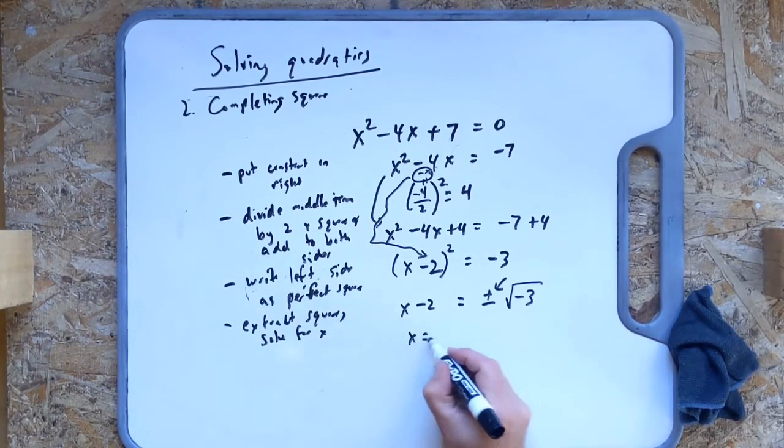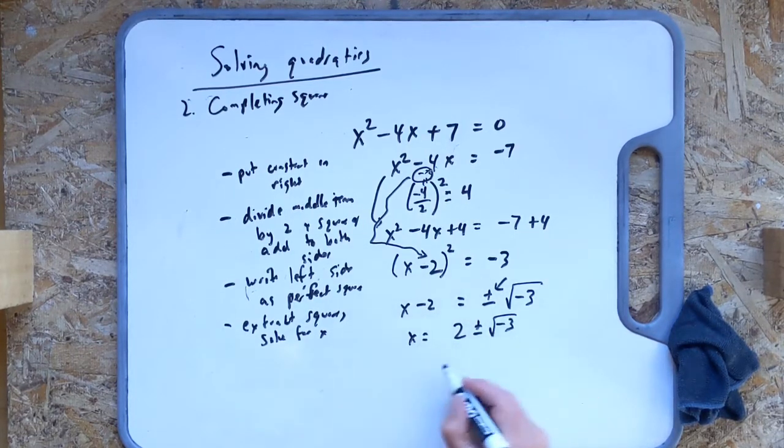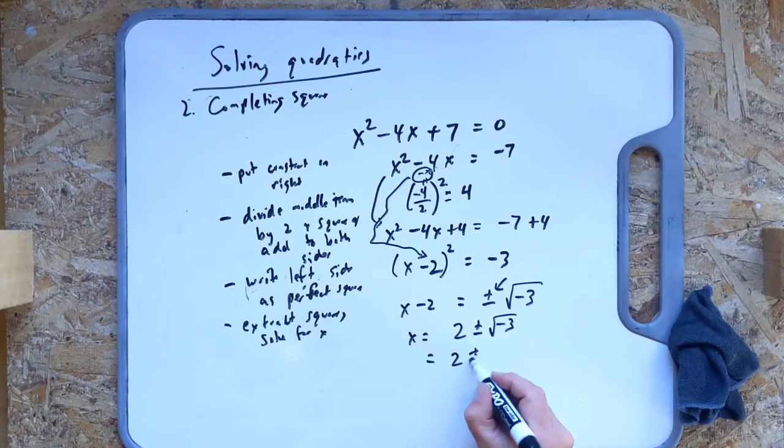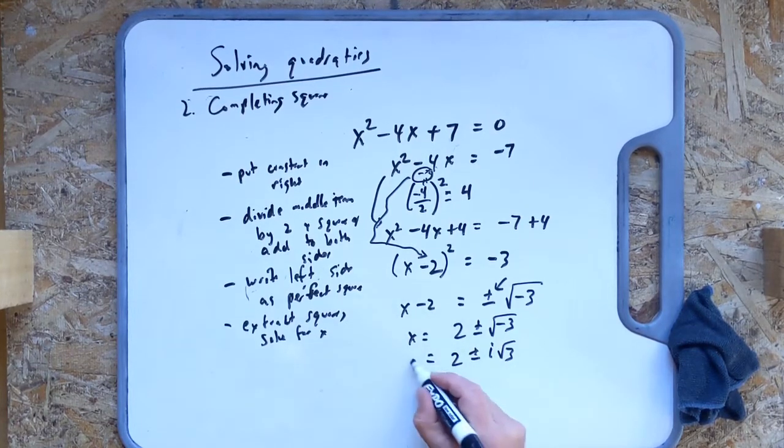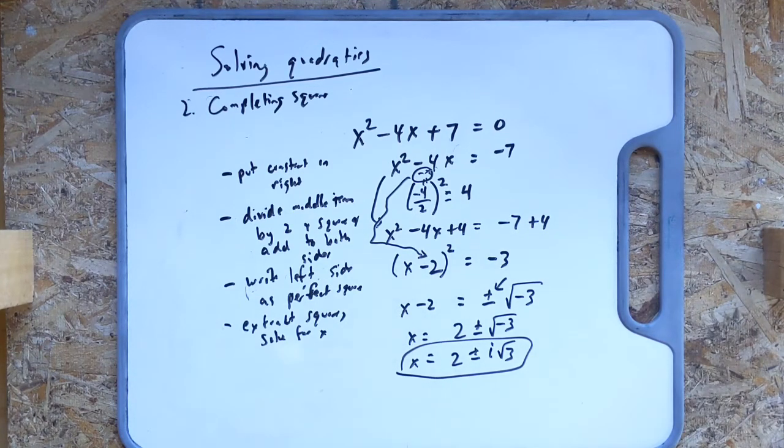So add 2. So x equals 2 plus or minus radical negative 3, which I can also write as 2 plus or minus i radical 3. There we go. That's completing the square. If you want more examples, please write those down. That's actually the trickiest part of solving quadratics, and especially knowing your left from your right, that's obviously really tricky.